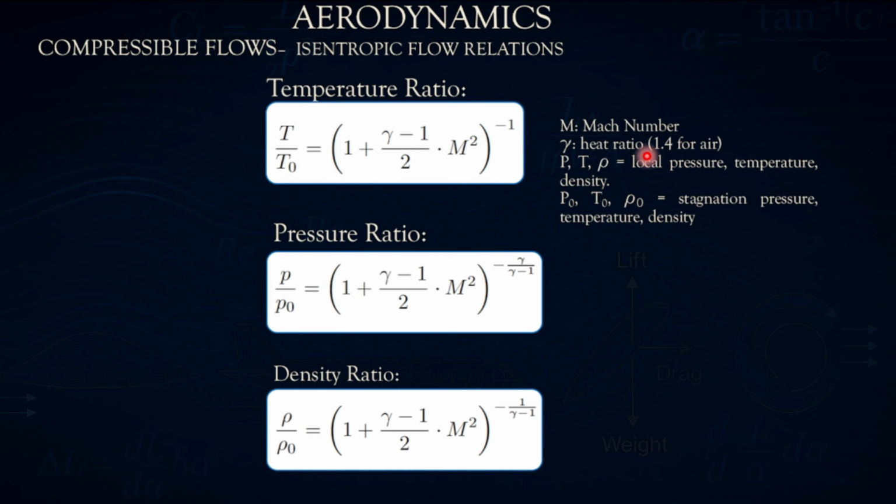Again, gamma is the heat ratio, 1.4 for the air, M is the Mach number. So T divided by T0 is equal to 1 plus (gamma minus 1) divided by 2 times M squared, to the power of minus 1. The pressure ratio, current pressure P divided by P0, the stagnation pressure, is equal to 1 plus (gamma minus 1) divided by 2 M squared, to the power of minus gamma divided by (gamma minus 1). And finally, density ratio rho over rho 0 is equal to 1 plus (gamma minus 1) over 2 times M squared. That's the same factor, only the power changes, to the power of minus 1 divided by (gamma minus 1).